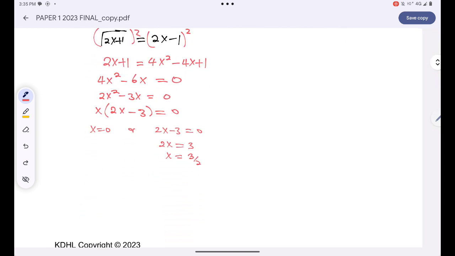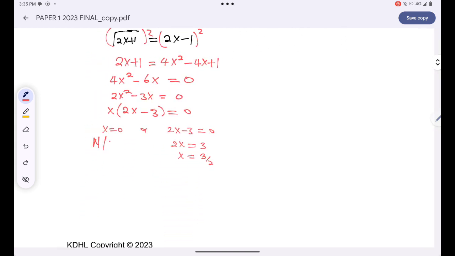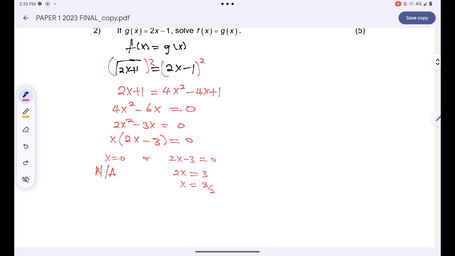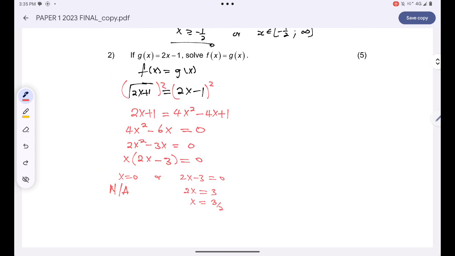Are you together? So this one, guys, is not applicable because whenever I substitute into the original equation that says the square root of 2x plus 1 is equal to 2x minus 1, I will find that the left hand side is not equal to the right hand side. So that's why x is equal to 0 is not applicable, but x is equal to 3 over 2 is the only solution. So that's the only solution I have.